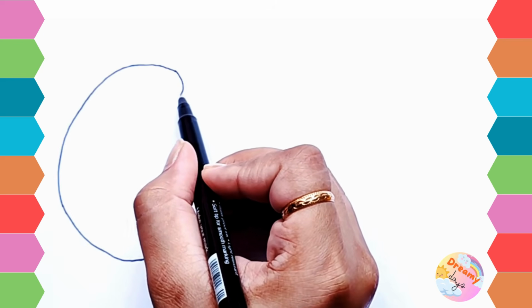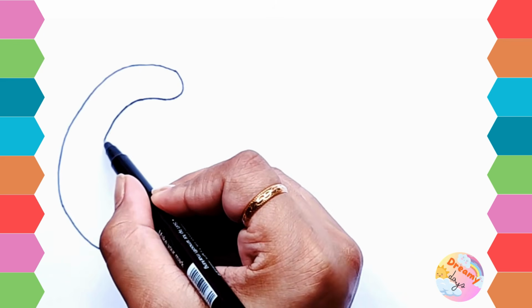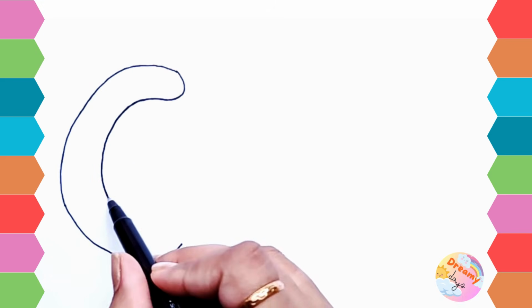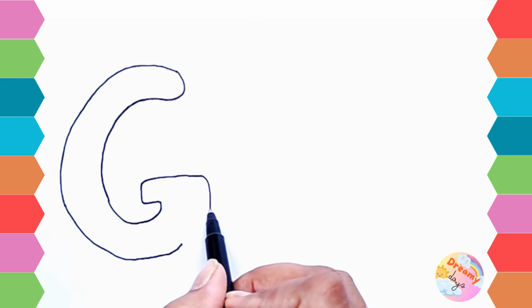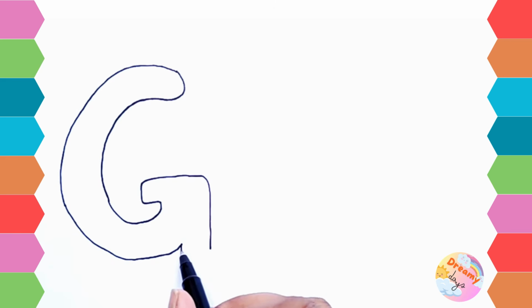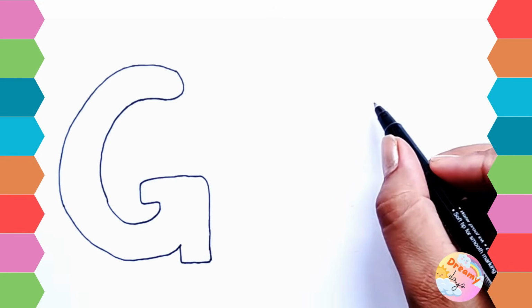H-I-J-K-L-M-N. Let's start the alphabet again. A, B, C, let's dance around. Clap your hands, let's make some sound. D, E, F, and G, H, I, J. We'll sing and laugh and play all day.